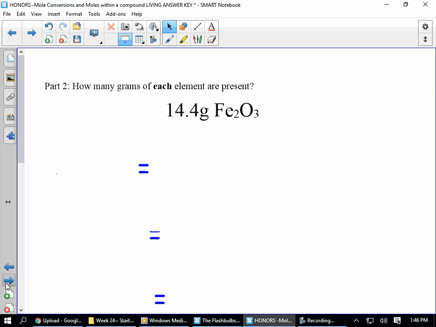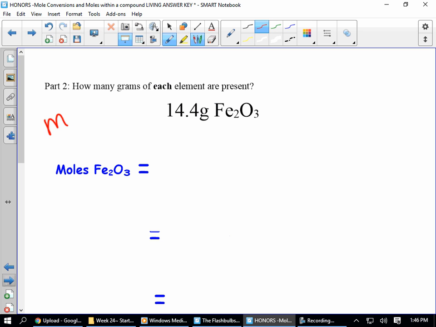So the first thing we need to do, we cannot compare iron and oxygen in grams. Whenever you see grams, you should have an inkling to want to change it to moles. So the first thing that I'm going to do is find moles of my whole thing. And remember, this will be your favorite formula: moles equal mass over formula weight.